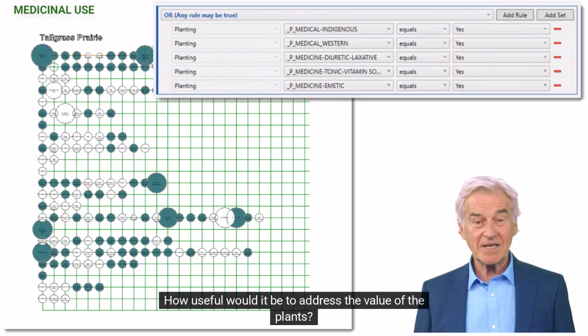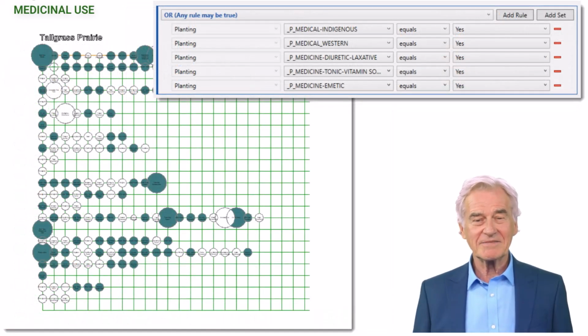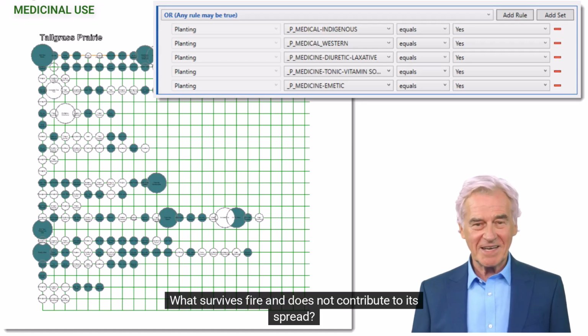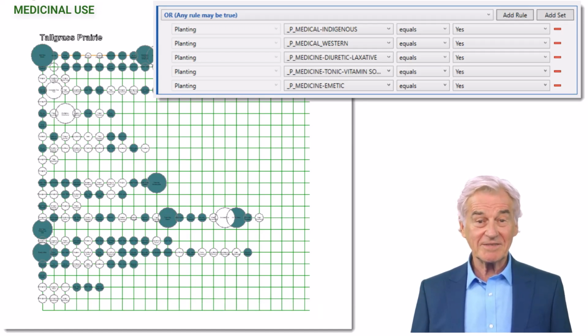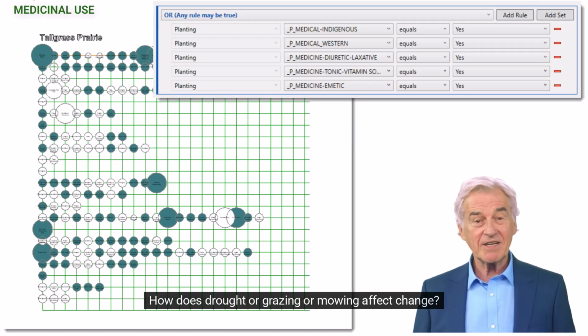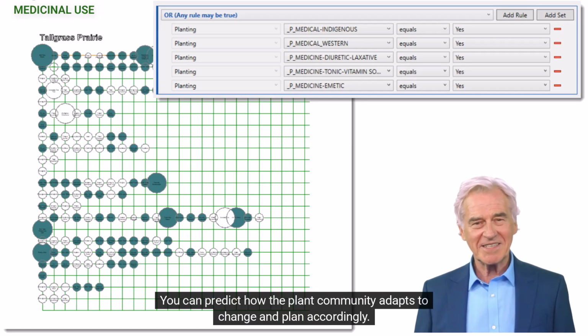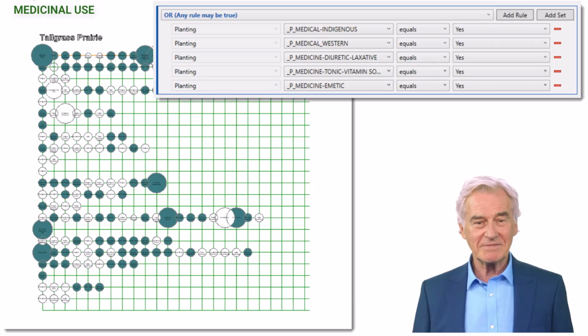How useful would it be to address the value of the plants? What survives fire and does not contribute to its spread? How does drought or grazing or mowing affect change? You can predict how the plant community adapts to change and plan accordingly.